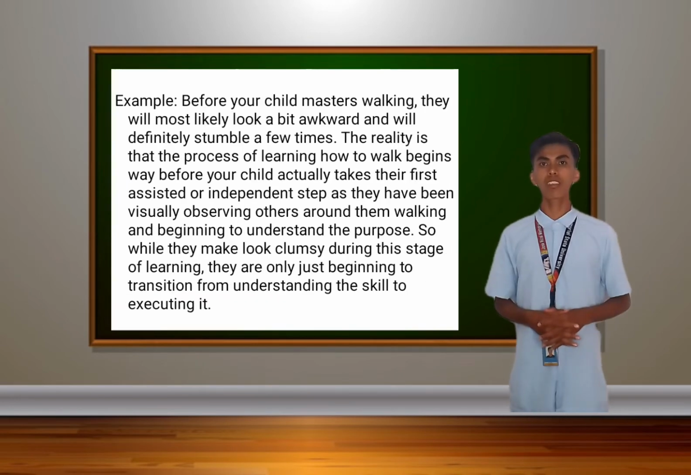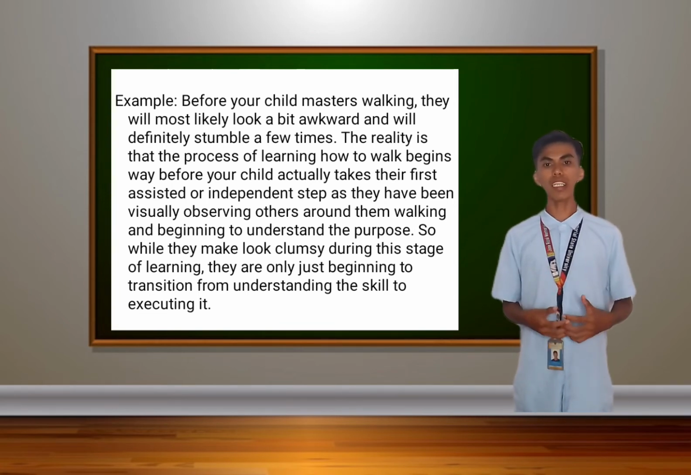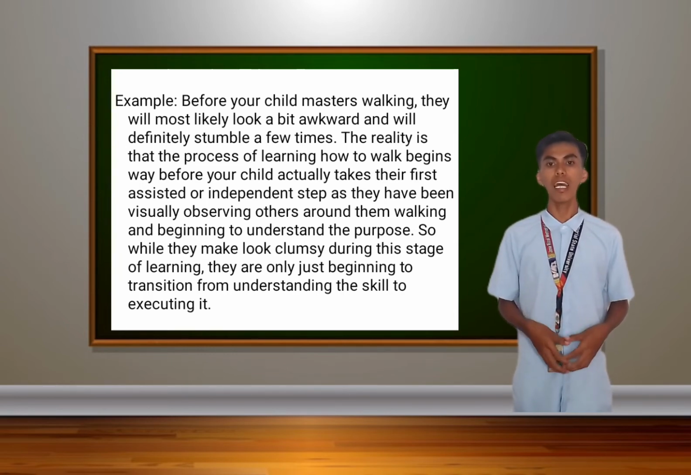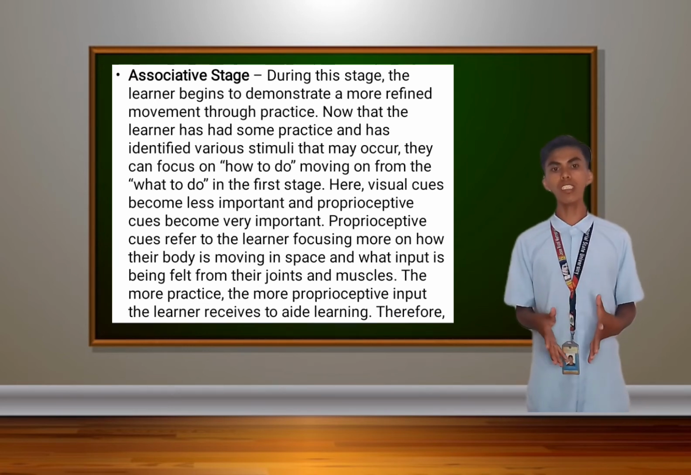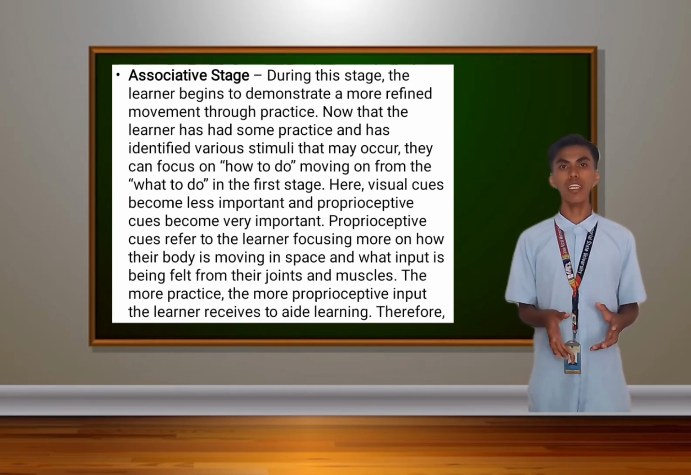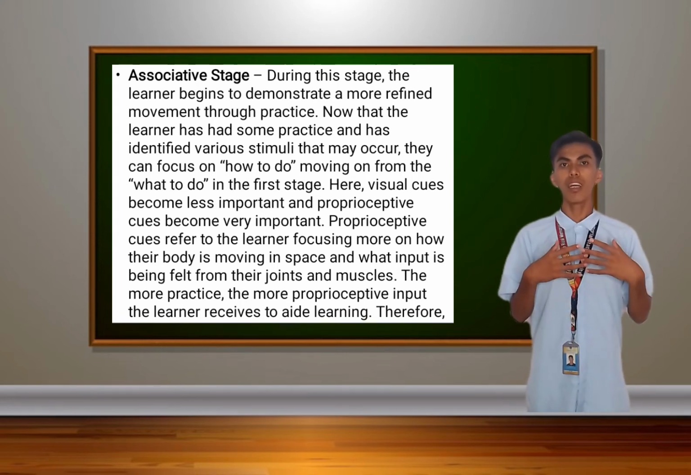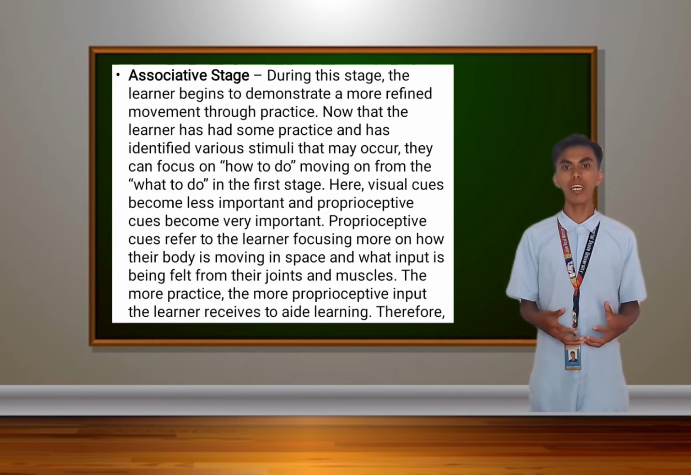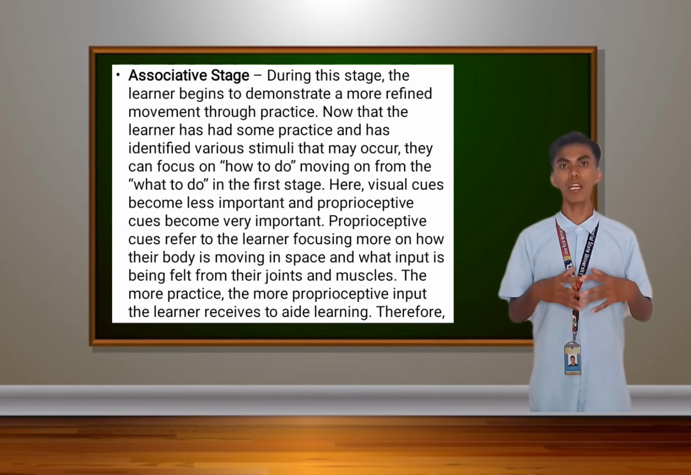Okay, one of the examples of cognitive stage is before your child masters walking, they will most likely look a bit awkward and will definitely stumble a few times. Next is the associative stage. During this stage, the learner begins to demonstrate a more refined movement through practice. So in associative stage, a person or a child develops a new skill that can make his or her motor skill improve.